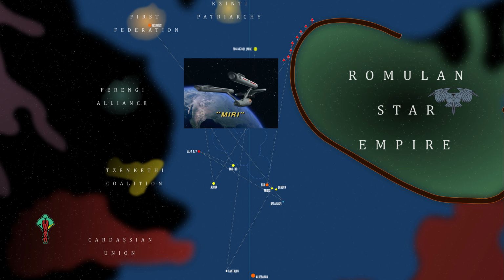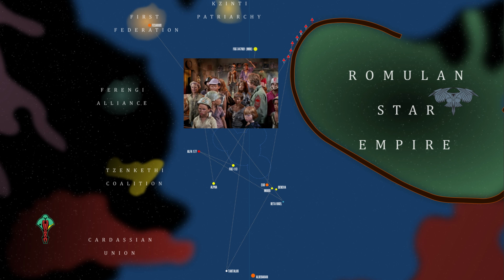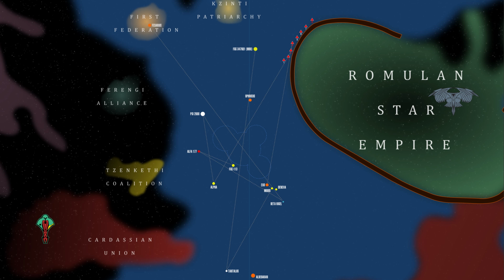In Episode 11, Miri, the Enterprise comes across a perfect replica of the Earth populated by elderly children who survived a global disaster. This world is located in the FGC 347601 system, which canonically sits just east of the Alpha-Beta Quadrant border and about 3/4 of the way from Earth to Kazinti space.